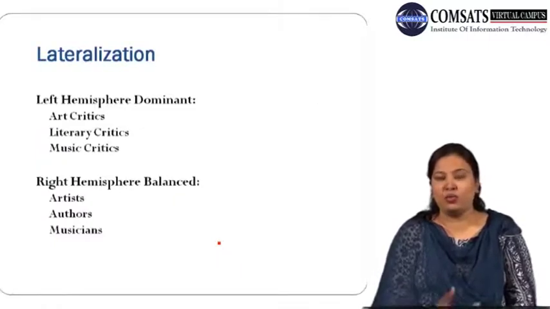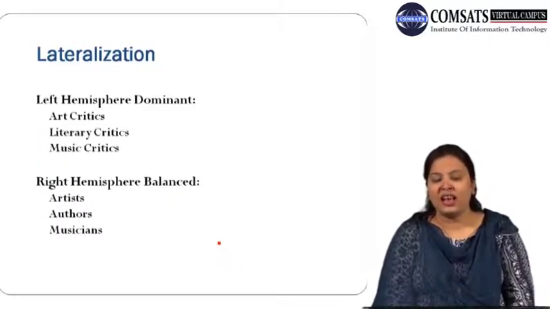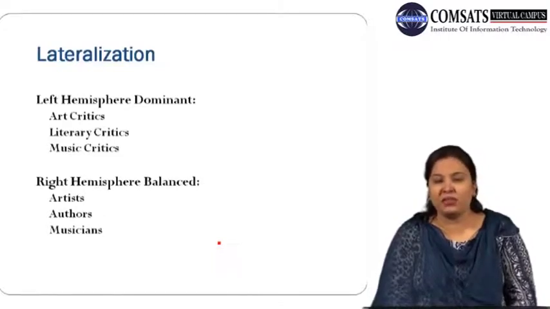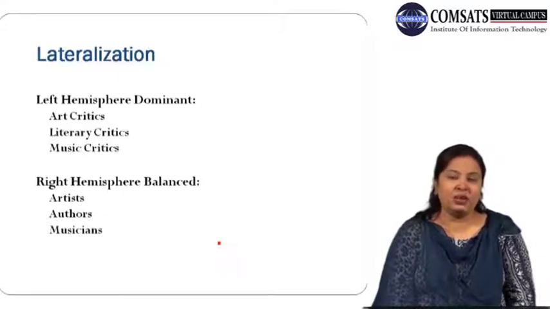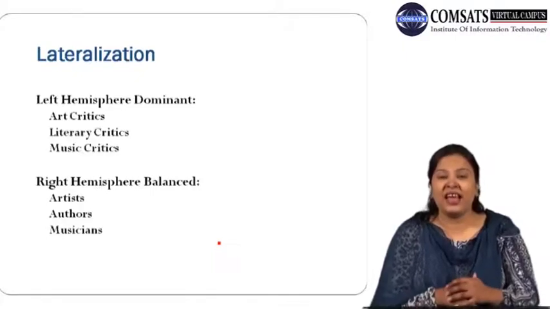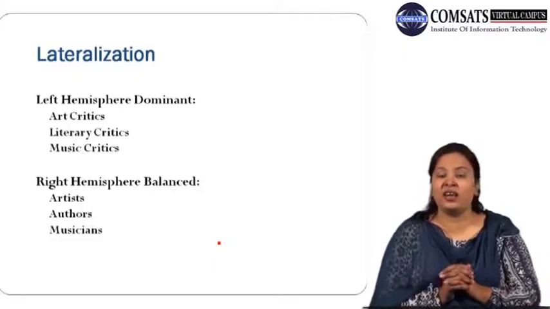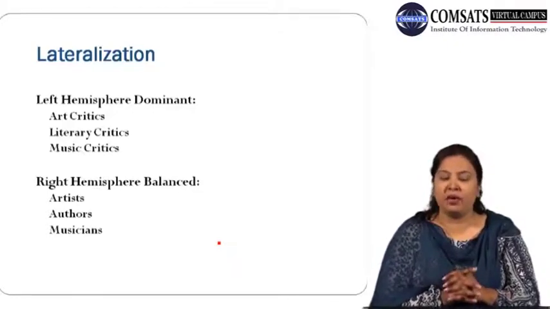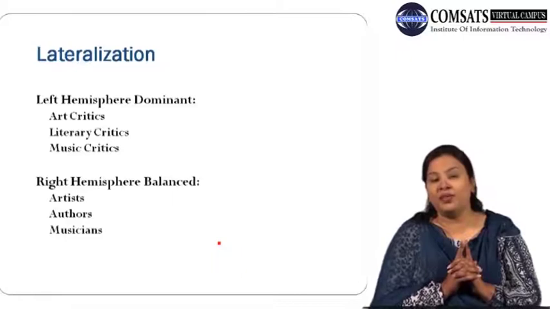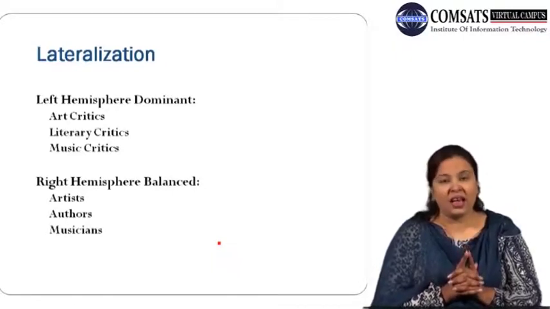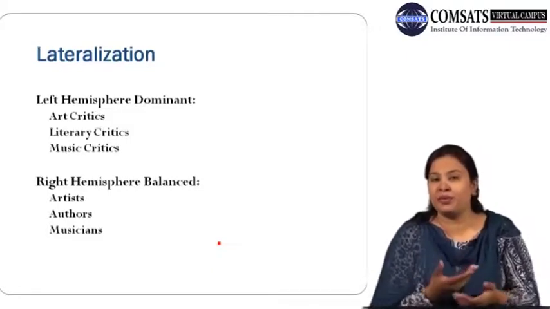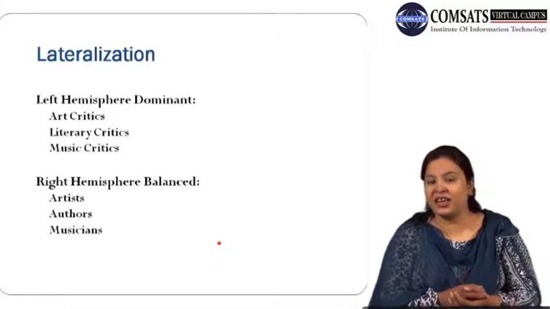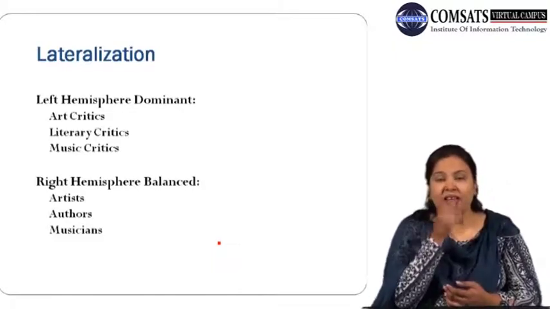Now again, to briefly summarize lateralization, left hemisphere dominant. The left part of your brain is dominant in people who are usually art critics, literary critics and music critics. In other words, they have a higher aesthetic sense. The people where the left hemisphere is dominant have a higher aesthetic sense, and that's why they usually become some type of critics, like music critics, art critics and literary critics.